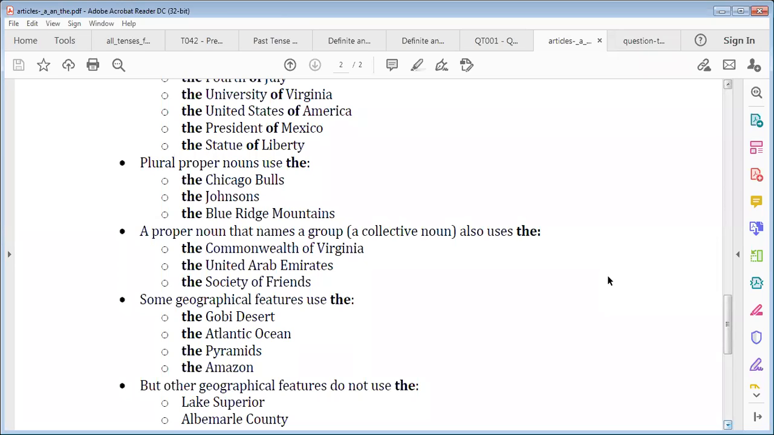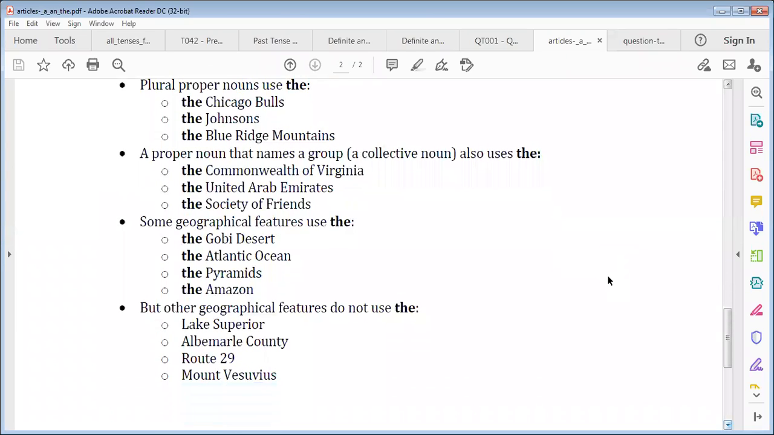A proper noun that names a group or a collective noun also uses the. For example, the Commonwealth of Virginia, the United Arab Emirates, the Society of Friends. So you are talking about it as a collection, as one whole part. That is why you will use the.